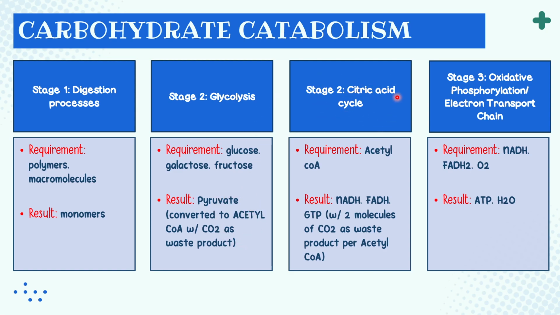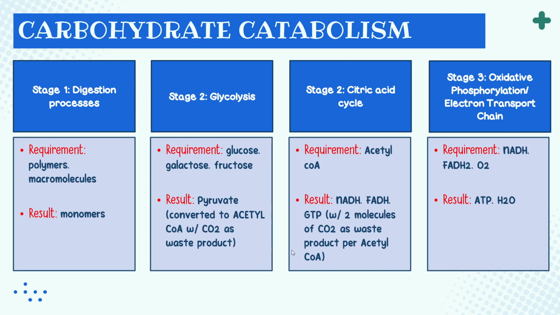Stage 3 is your citric acid cycle. Requirement is your acetyl coenzyme A. Our result here or products would be your NADH and FADH2, which are our intermediate compounds, and including your GTP, which is just another form of energy. And then the last one would be your oxidative phosphorylation and your electron transport chain, wherein the requirement are your intermediate products NADH and FADH2, and the result is, of course, energy production.